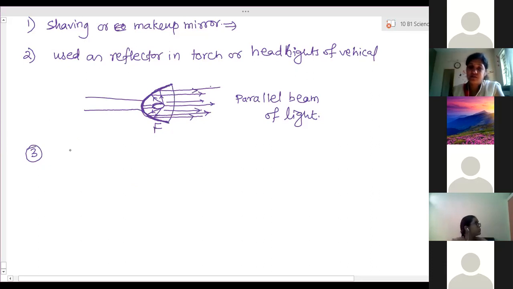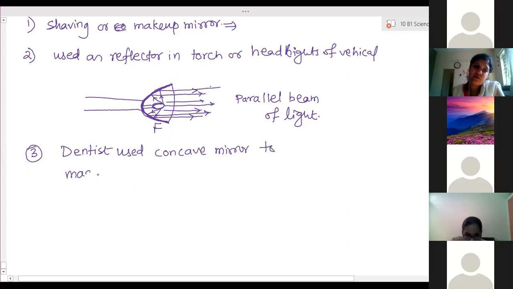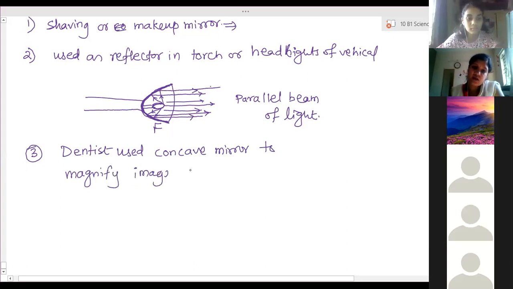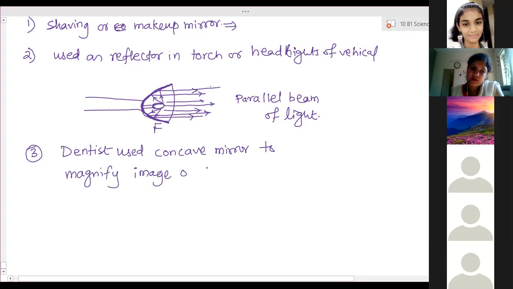Doctors use it. Actually, dentists use it mostly. Dentists use a concave mirror to magnify the image of the tooth. Ma'am, it's a mirror on a stick, right? Yeah, they put it inside our mouth. Yes, right.